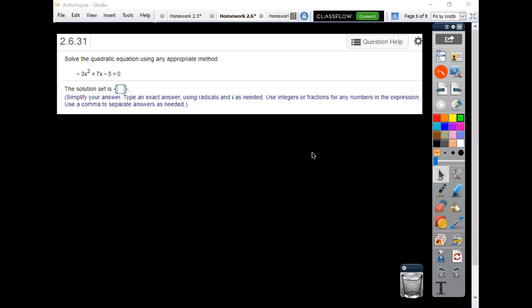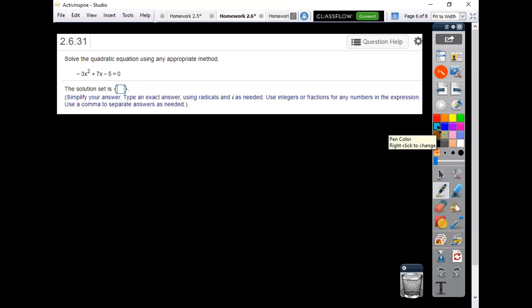All right. Continuing with any method you choose. Oh boy, this one does not look like factoring by grouping is going to work very well. And the whole completing the square thing, that looks pretty gross. So I would definitely suggest the quadratic formula on this one.